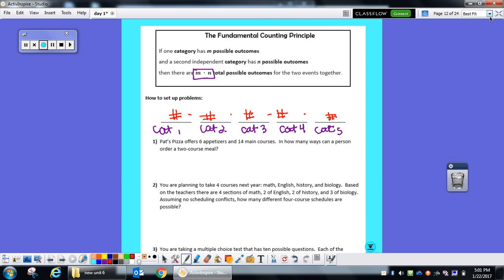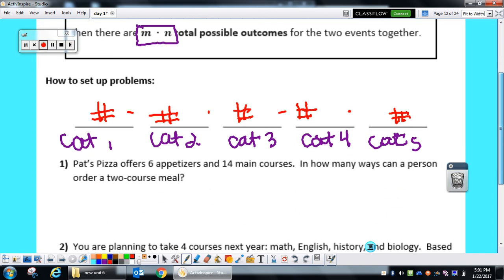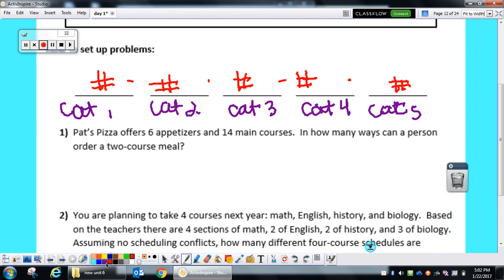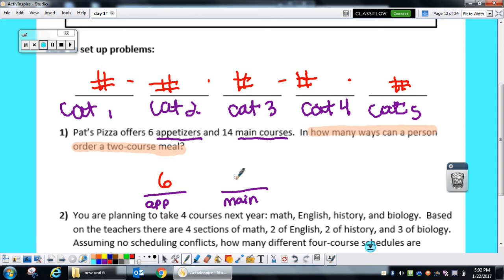So in your first example, you have Pat's Pizza, and they offer 6 appetizers and 4 main courses. So your categories would be appetizers and main courses. I would set up 2 slots, and in the beginning I like to label this as appetizers, and this is main courses. And we want to know in how many ways can a person order a 2-course meal. Since there's 6 options for your appetizers and 4 main courses, you would do 6 times 4, and you would get 24 ways.